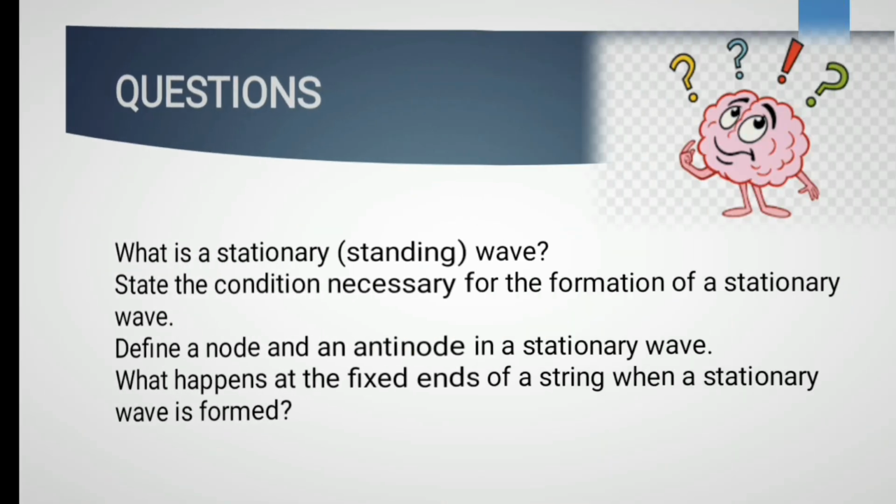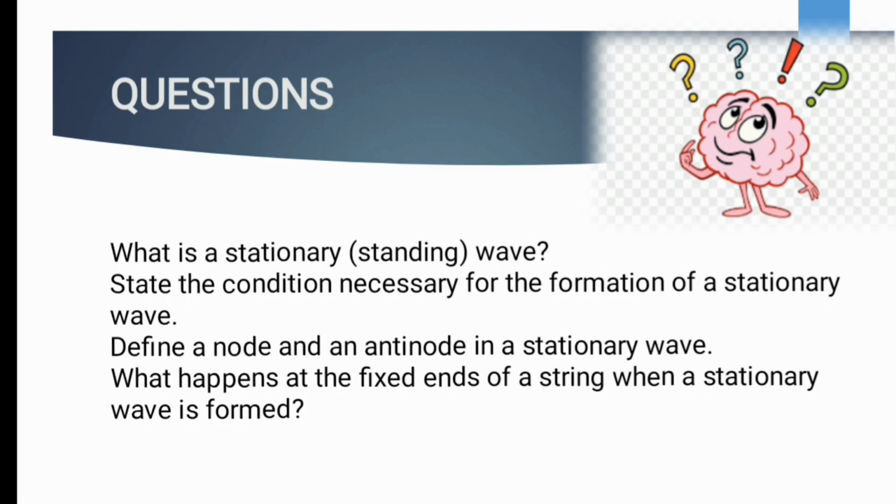So here are some of the questions that you should be able to answer. Now you will do those questions. What is a stationary wave? State the condition necessary for the formation of a stationary wave. Define a node and an antinode in a stationary wave. Then, what happens at the fixed ends of a string when a stationary wave is formed?